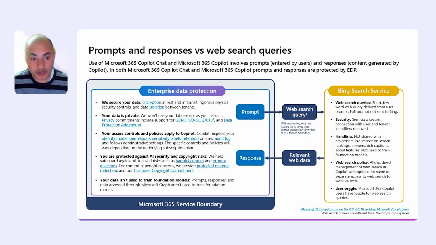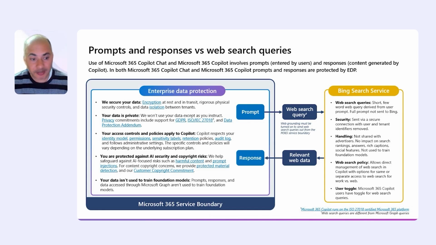Another thing is that the connection between this 365 service boundary and the Bing search service is a secure connection with user and tenant identifiers removed. So it totally de-identifies the tenant and the user identity when that search query is created. Also, how these search queries are handled in the Bing search service: they are not shared with advertisers, there is no impact on search ranking, answers, and rich captions as social features. And more importantly, your search queries are not used to train the foundational LLM model.